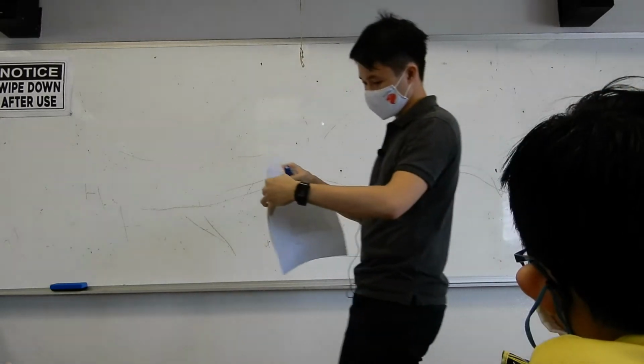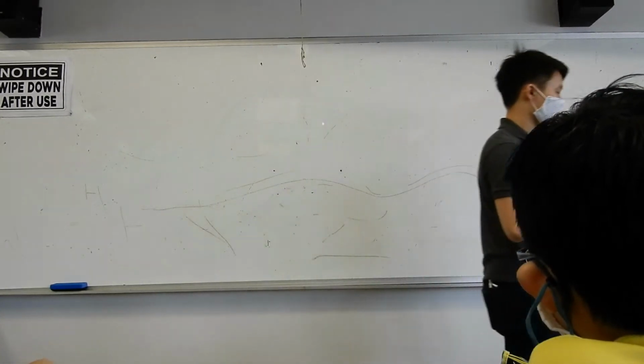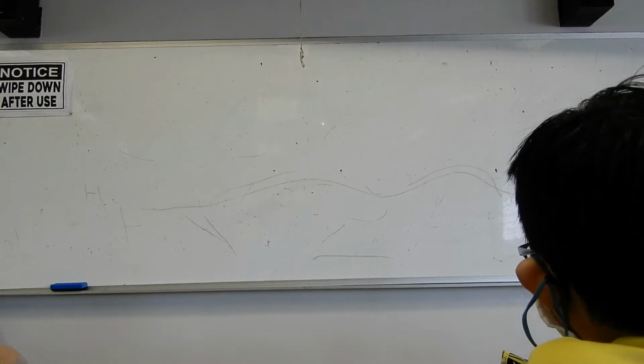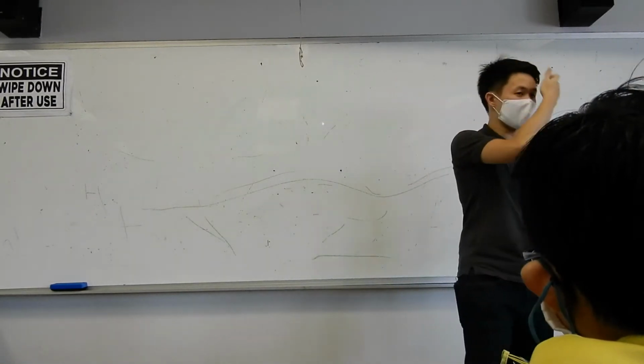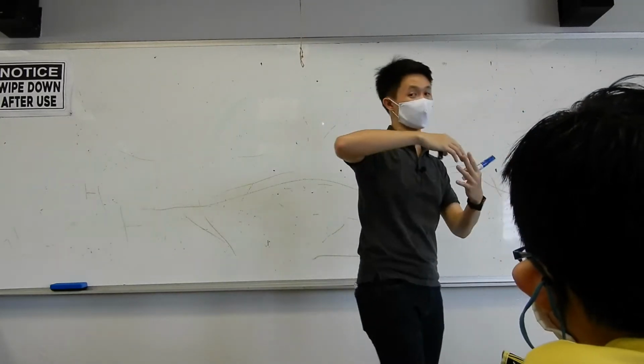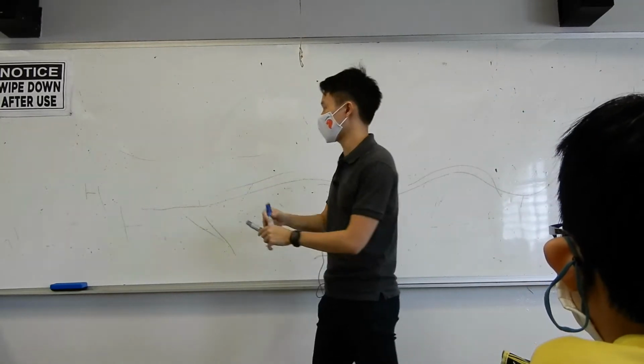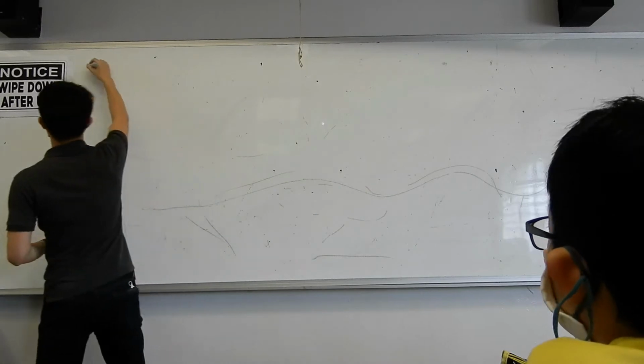Now, when last year I talked about points and lines, when you have many points, you can actually form a line. But what happens when two lines intersect?